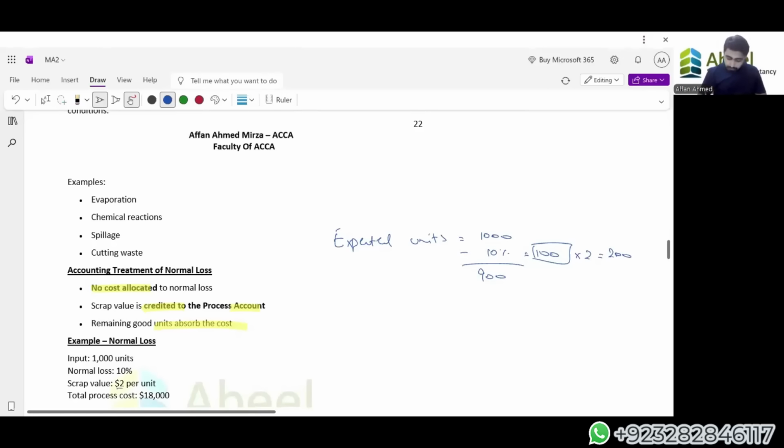What was the formula of allocation of the unit cost? Unit cost is equal to total cost, that is 18,000 stated in the question, minus any scrap value, that is 200, divided by expected units, that is 900. Unit cost here will be 19.78.